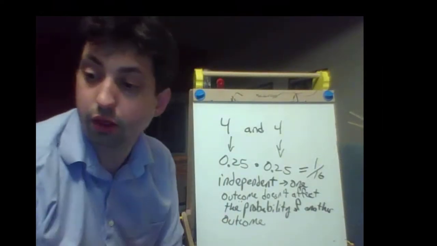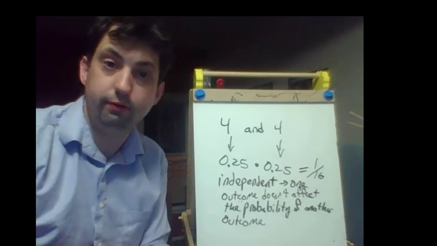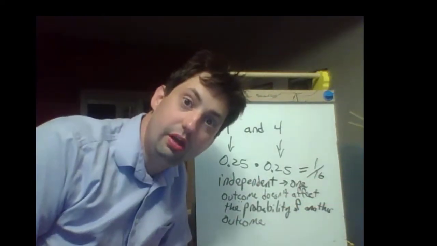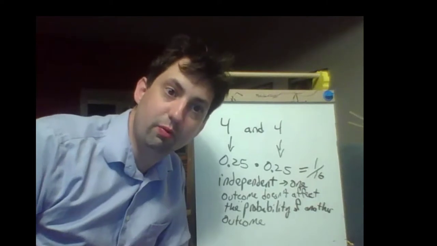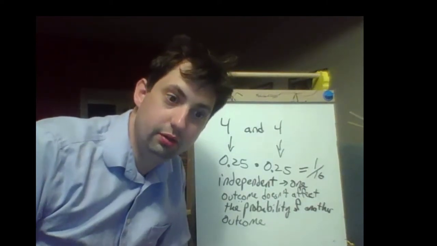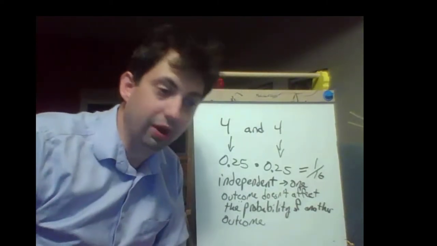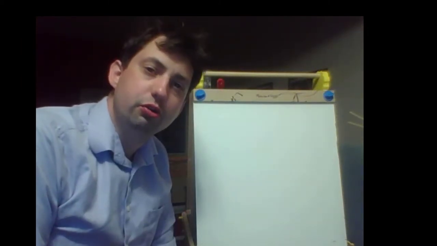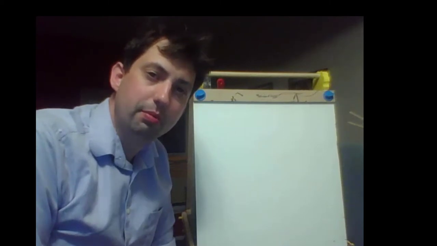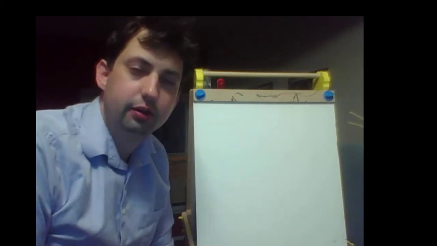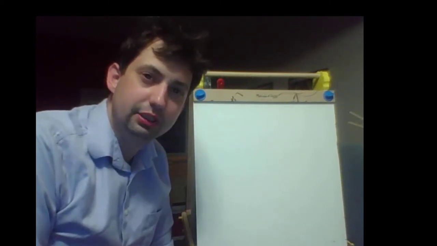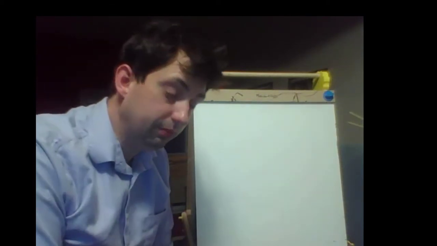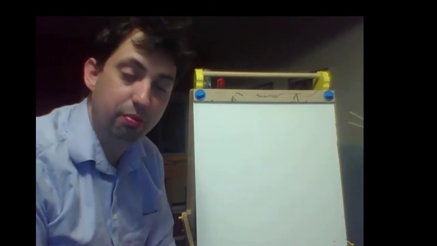And if I were to add a third 4-sided die, 4 and 4 and 4, then it will be 1/4 times 1/4 times 1/4, or 1 out of 64. So generally speaking, if we are going to multiply probabilities, they have to be independent. If we are going to add probabilities, they have to be mutually exclusive.